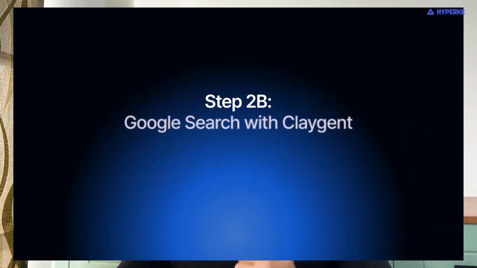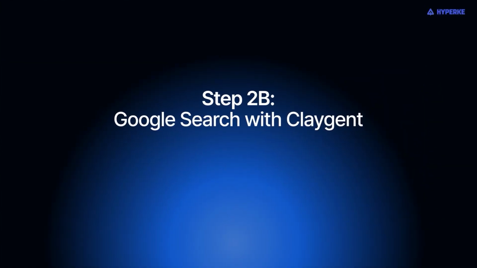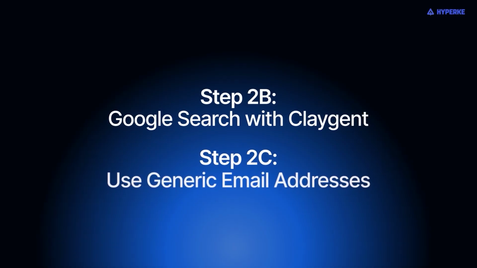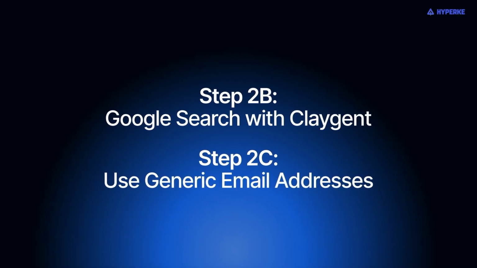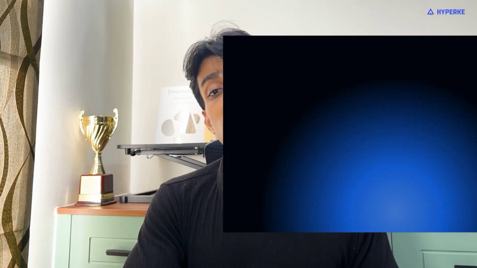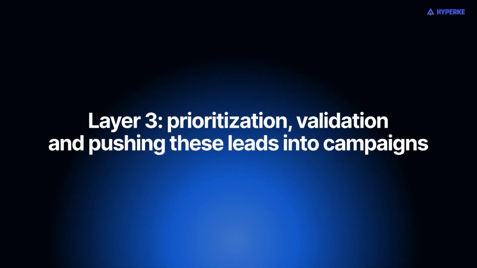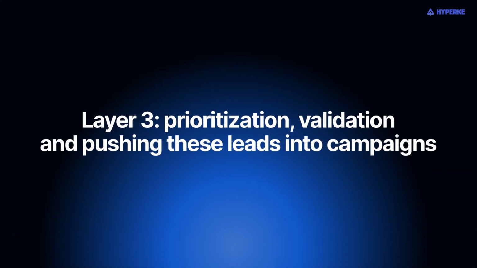Step 2B is if you cannot find a name through Clay People Search, you use Claygent to Google their name. And step 2C is if you cannot find a name, no matter what you do, then you just reach out to generic addresses. Let's move on to the third layer, which is prioritization, validation, and pushing these leads into campaigns.